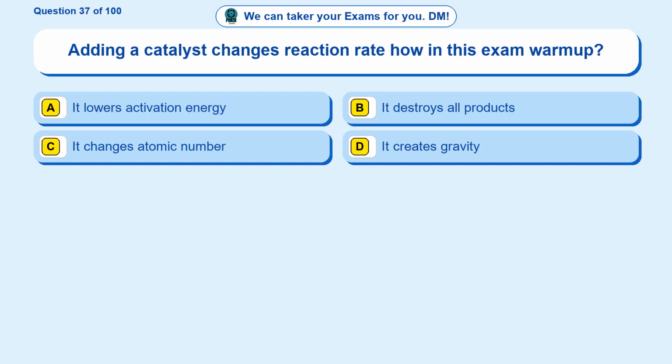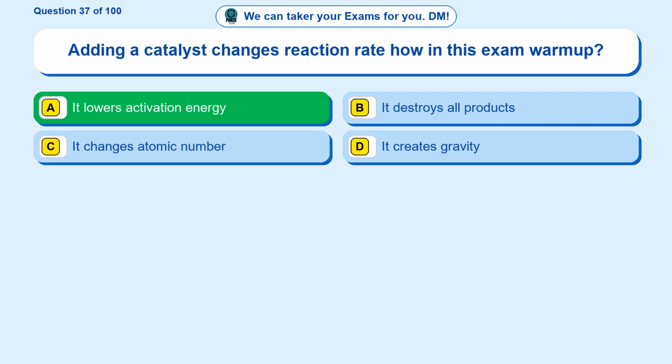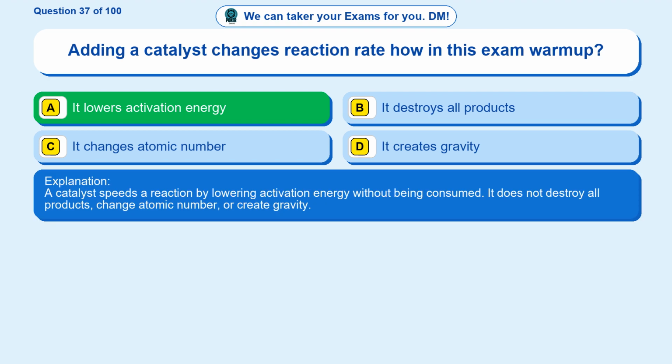Question 37. Adding a catalyst changes reaction rate how in this exam warm-up? Option A. It lowers activation energy. Option B. It destroys all products. Option C. It changes atomic number. Option D. It creates gravity. The correct answer is option A. It lowers activation energy. A catalyst speeds a reaction by lowering activation energy without being consumed. It does not destroy all products, change atomic number, or create gravity.